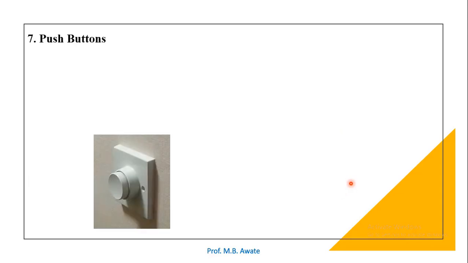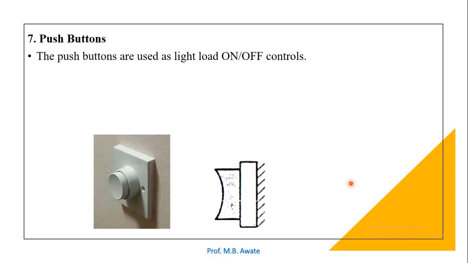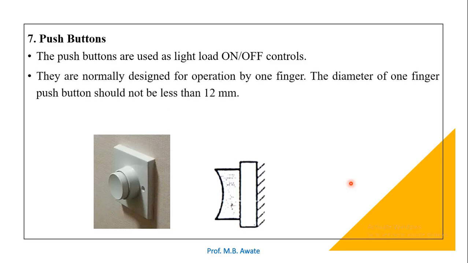Push buttons. These are the figures of push buttons. We can see them everywhere, and push buttons are used for light loads only, for on-off controls, and these are normally designed for operation by means of one finger. The diameter of a one-finger push button should not be less than 12 mm, and we can operate it by means of one finger only.